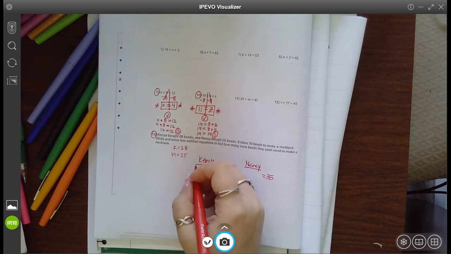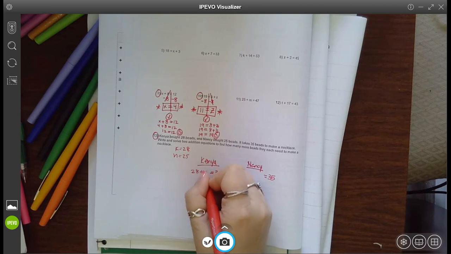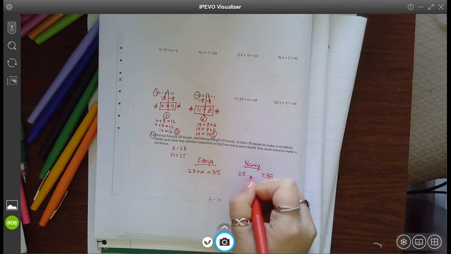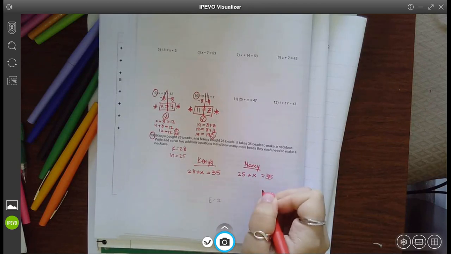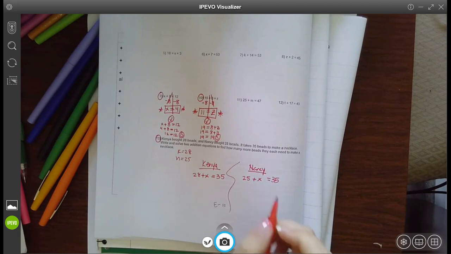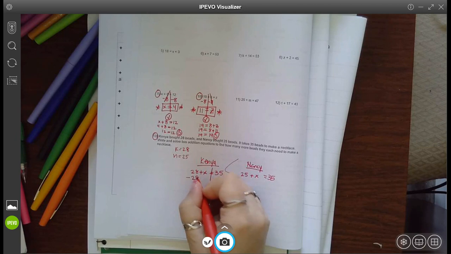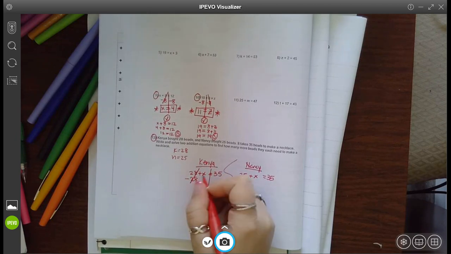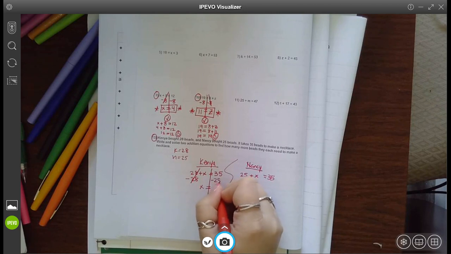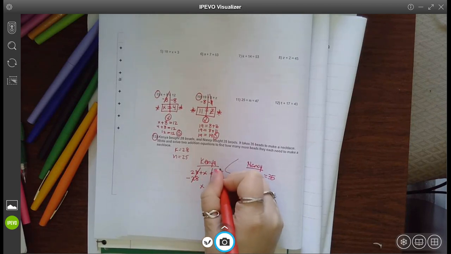So Kenya already has 28 plus however many more, and Nancy already has 25 plus however many more to equal the 35. All right, so those are my 2 equations. And then to get x by itself, I'm going to subtract 28 because those cancel. And now you just have x by itself. Whatever you do to one side, do to the other. And 35 minus 28 is 7.